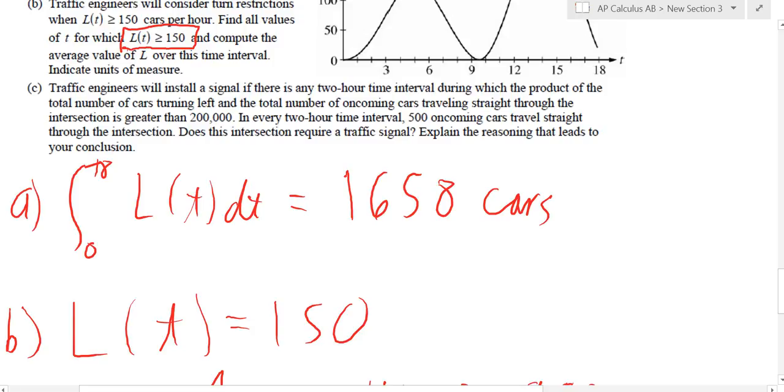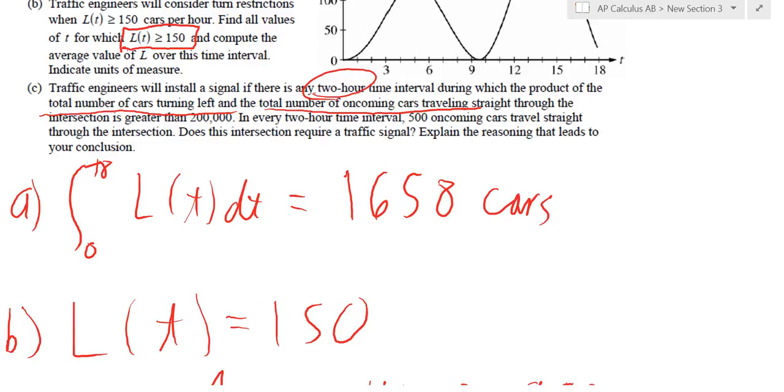If at any given interval of 2 hours, the product of the total number of cars turning left and the total number of oncoming cars. So what's product mean? This sounds really complicated. But what's product? Multiply. So if we multiply the total number of cars turning left, how are we going to find the total number of cars that have turned left? We can make up an A of t function, but really, if we have the rate they're turning left, how do I find the number that have turned left? Yeah, so we're going to do the integral of L of t. Does that make sense? Okay.